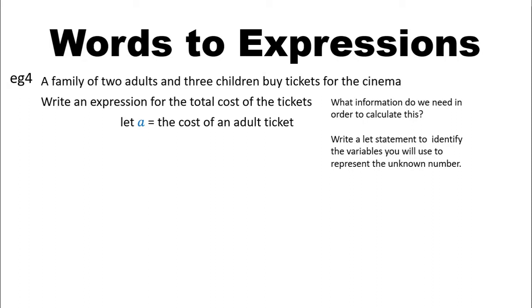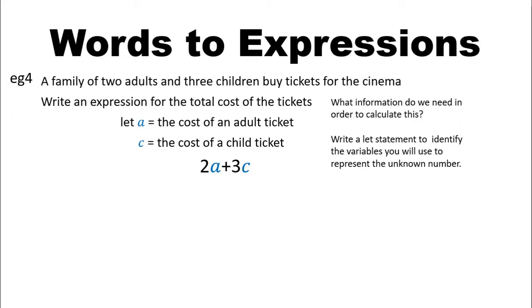And I'm being very clear to write a sentence here about what A is. I don't write A equals adult because that might be confused with A equals the number of adults. I know how many adults there are, I just don't know the cost of each ticket. I'll also let C equal the cost of each child's ticket. Again, I know how many children there are, but I don't know how much each ticket costs. So now I can write my expression for the total cost of the tickets.